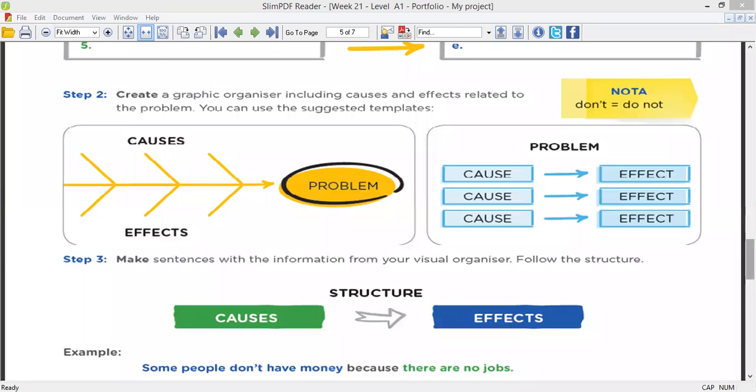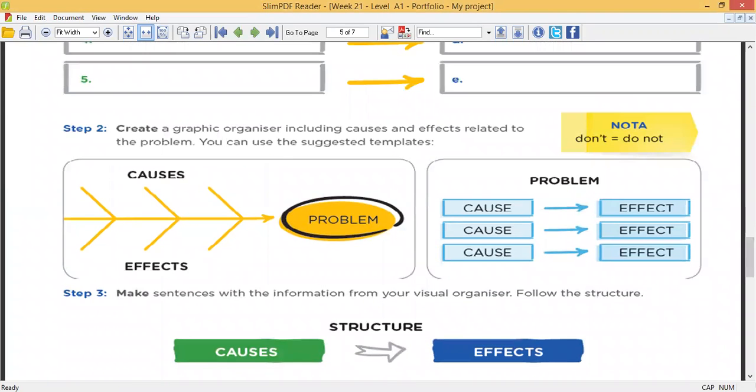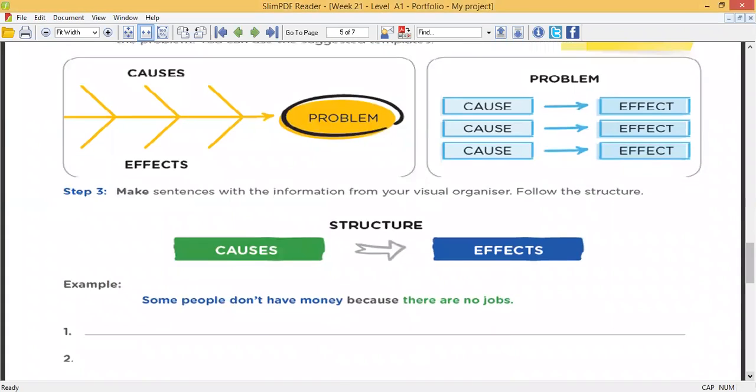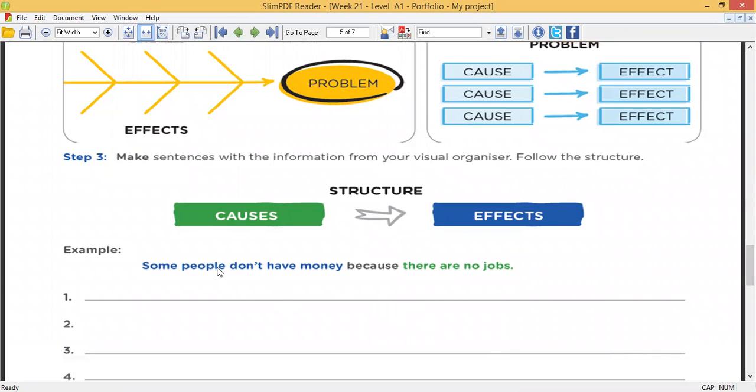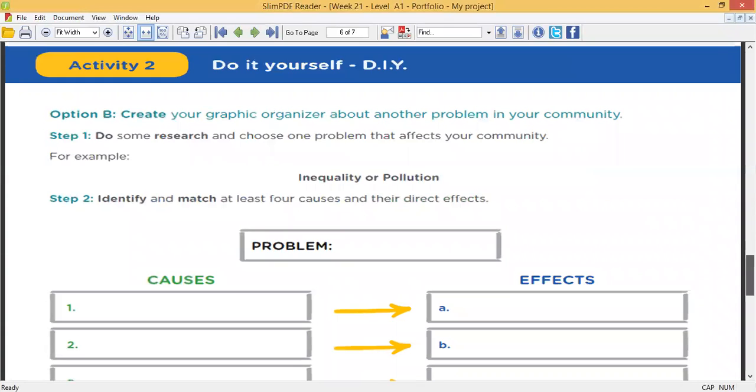When you finish step number 2, using these examples, you have to create sentences. For example, the effect is some people don't have money. Why? Because there are no jobs. People don't have jobs, so the consequence is some people don't have money.